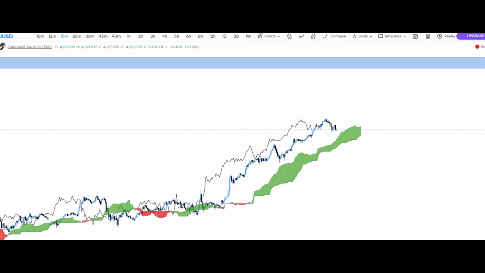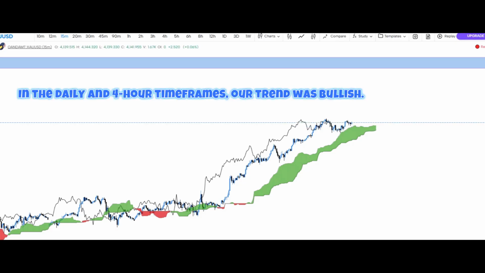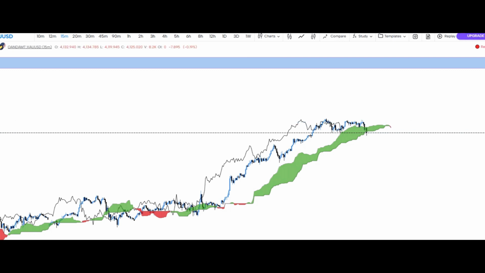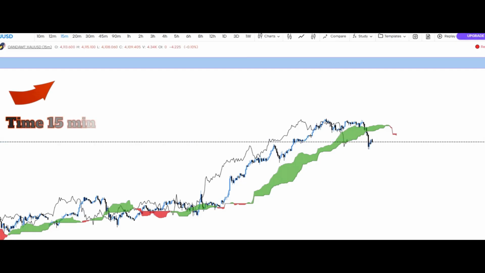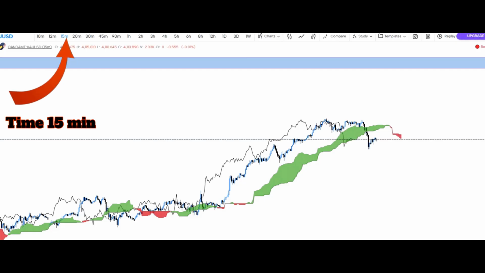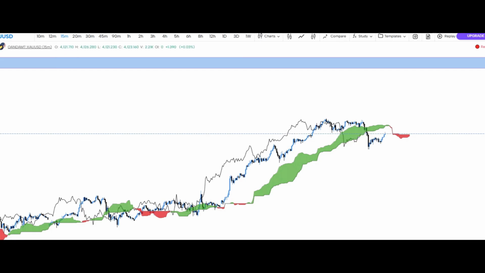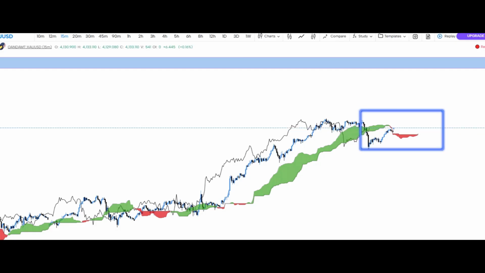When you place Ichimoku on the chart, the very first step is to check the daily and 4-hour time frames to determine the overall trend direction. If the trend is bullish, we then move down to lower time frames, whichever time frame provides the setup we are looking for. For example, in this chart, on the 15-minute time frame, we identified an important formation within the Kumo cloud. Now we arrive at the most critical part of this strategy.